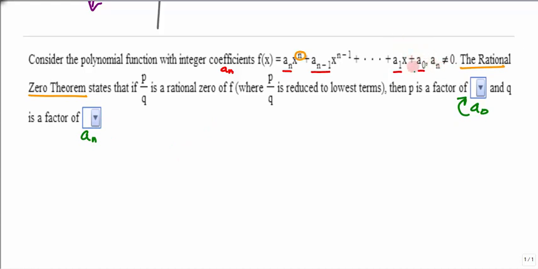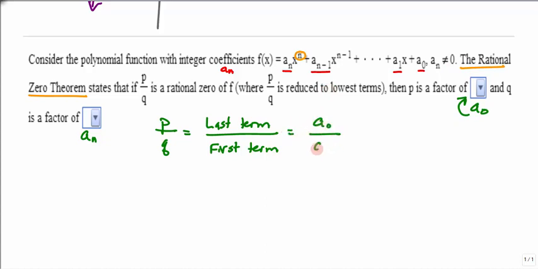So a naught is our last term divided by my first term. So p over q is the last term, and it's usually a constant, over my first term, and again it has to be in order from highest to lowest powers first. And then basically what this is doing, it's giving you a lot of different options for finding roots or solutions. So a naught over a sub n, last term over first term once the terms are ordered.